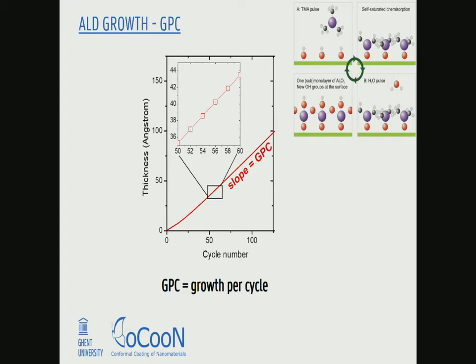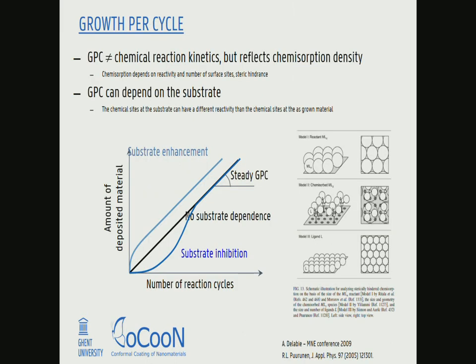It just has something to do with how many molecules I can store on my surface during every cycle, and that will determine my film growth. It's also important to realize that often this can be substrate dependent. And so that means at the start of your growth process, your film growth as a function of the number of cycles doesn't always have to be perfectly linear.